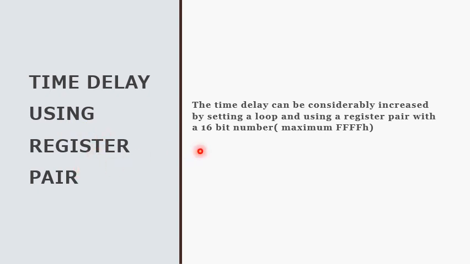Instead of using registers, here we are going to make use of register pairs. The time delay can be considerably increased by setting a loop and using a register pair with a 16-bit number. The maximum 16-bit number we can use here is FFFF. Since there we used registers, we could load a maximum of FF only. Here we are going to make use of a 16-bit register, so the maximum number we can load is FFFF.